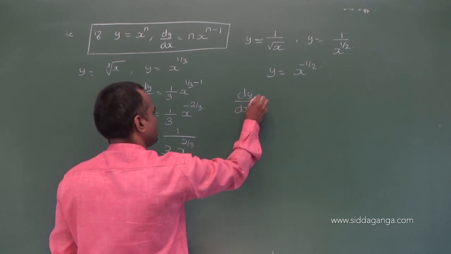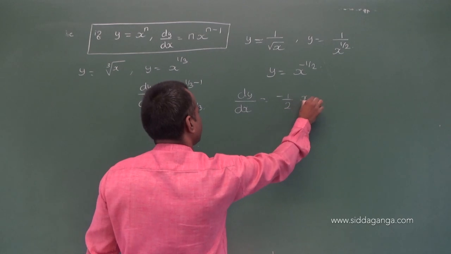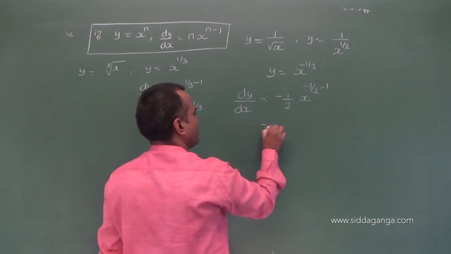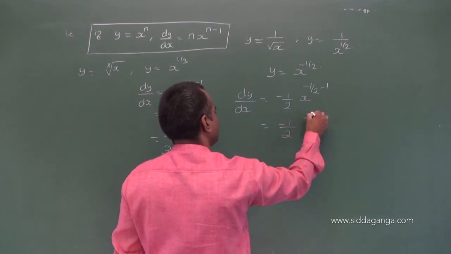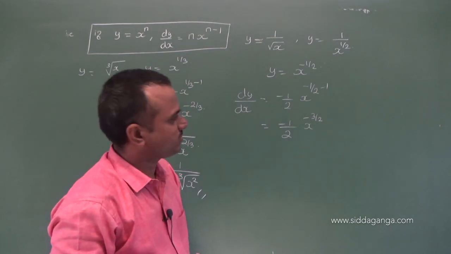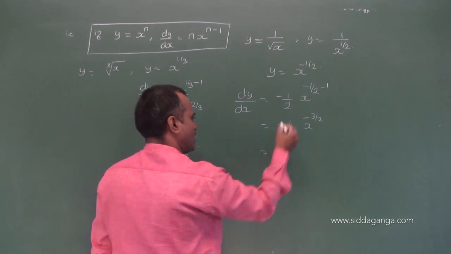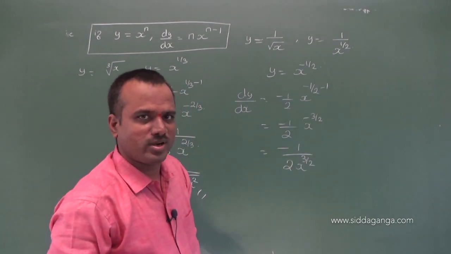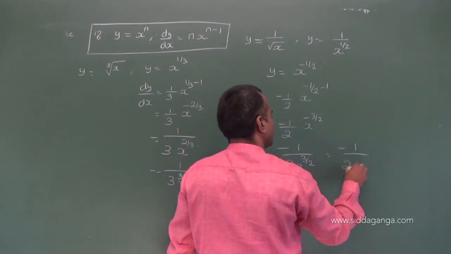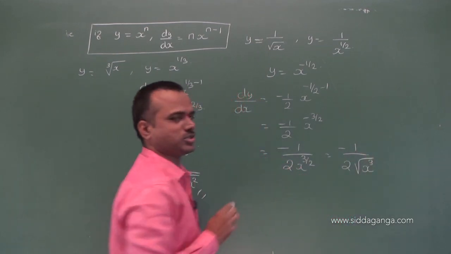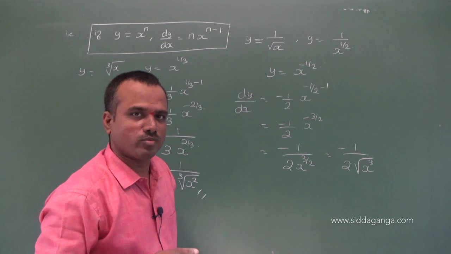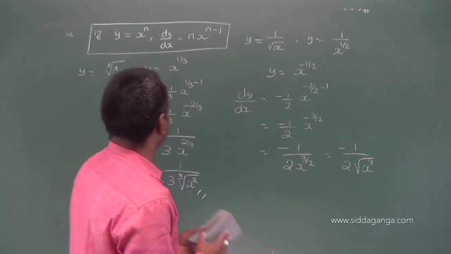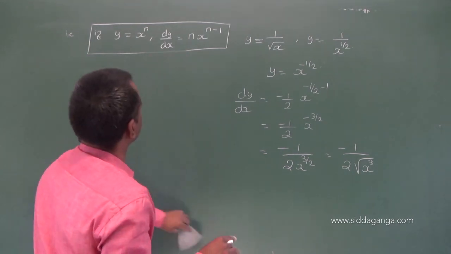Now we are finding the derivative dy by dx. Minus half into x to the power minus half minus 1, which is minus half into x to the power minus 3 by 2. Shifting to the denominator, minus 1 by 2 into x to the power 3 by 2. In the third form, minus 1 divided by 2 into square root of x cube. So y is equal to 1 by root x, dy by dx is minus 1 divided by 2 into square root of x cube. Suppose we solve one more problem.